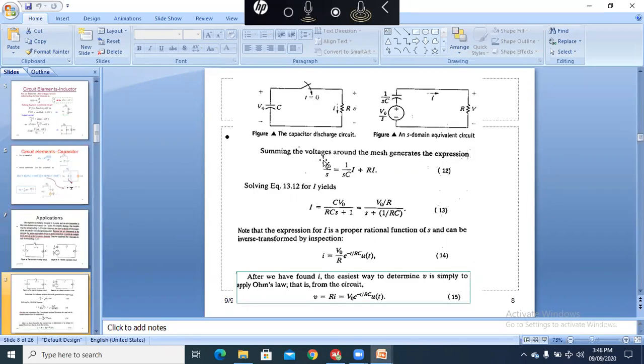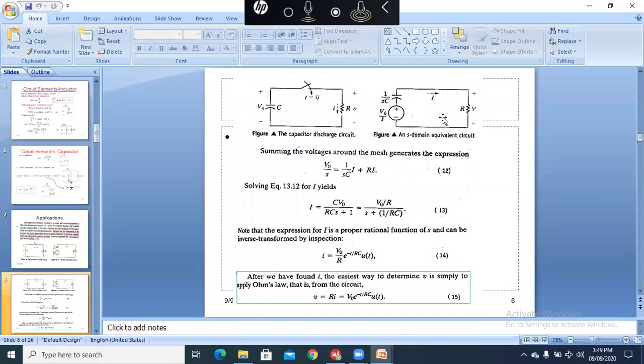Now we solve this circuit as an example. First we apply mesh analysis, because there is only a single mesh. So what will be the voltage? The voltage source V naught by s is equal to 1/sC into I plus RI, right? So it is almost the same as what we apply in the phasor domain.